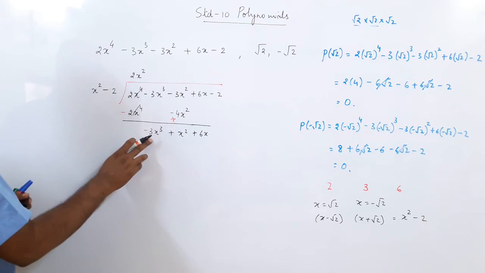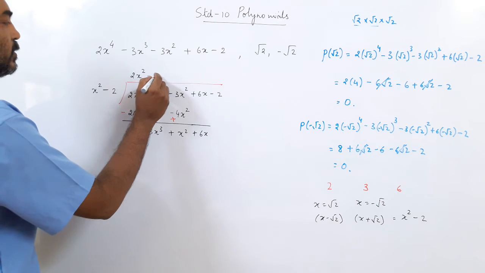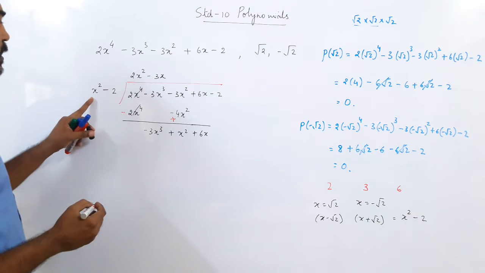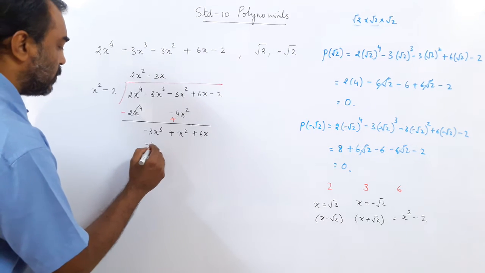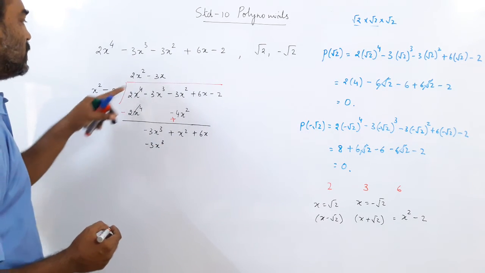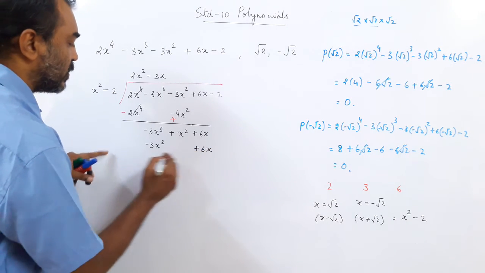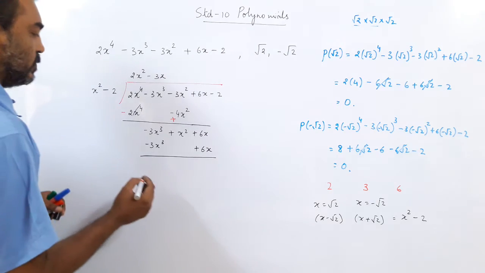Now, how does x square become minus 3x cube? So I multiply by minus 3x. So I get x square into minus 3x is minus 3x cube. And minus 2 into minus 3 is plus 6, so plus 6x. But that I have to put here, plus 6x, because this is the x term.